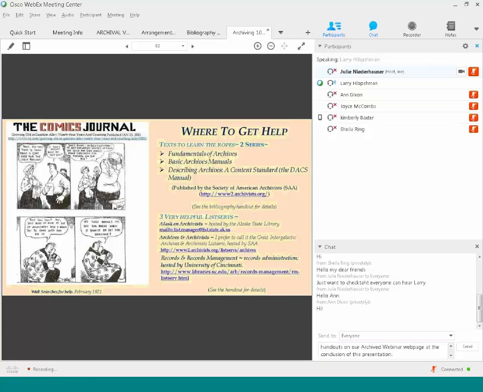The third listserv is Records and Records Management, which is kind of parallel to the archives and archivists listserv, except that it is devoted to records management and records administration, and it's run out of the University of Cincinnati.